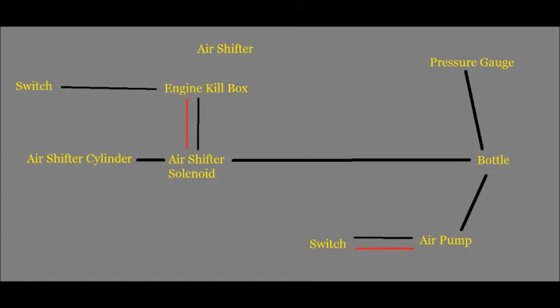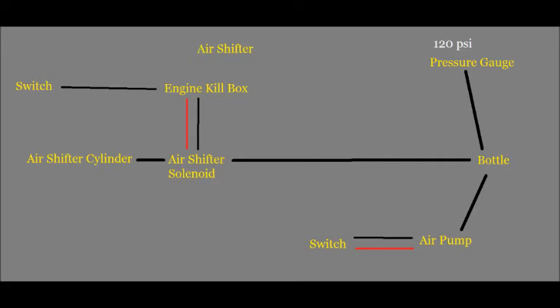Okay, next let's see how the system operates. First, we use an air pump to pump pressure into the bottle. We measure the pressure with the pressure gauge connected to the bottle. For this example, let's say we're going to pump it up to 120 psi. When we see 120 psi on the pressure gauge, we turn off the air pump and we're ready to go.